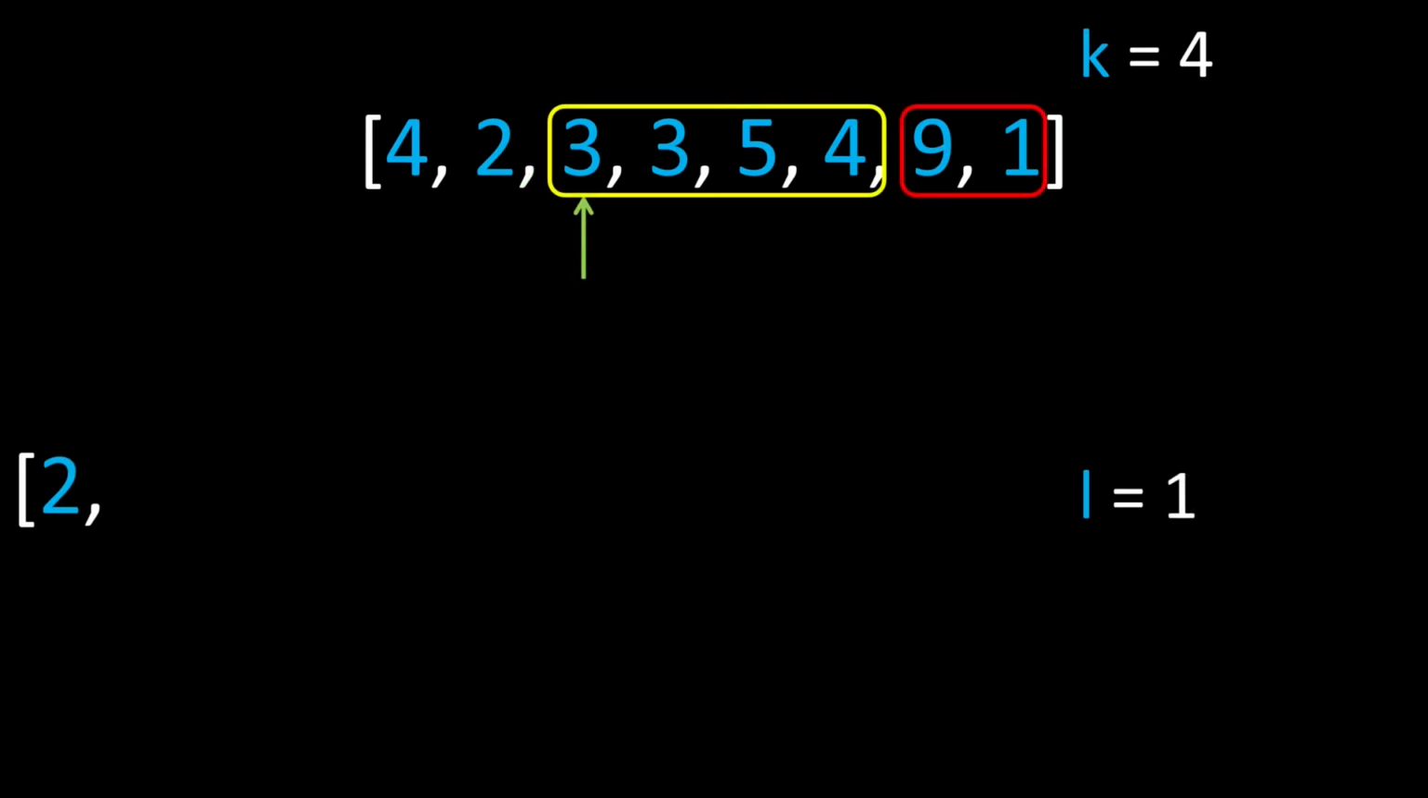Next, when we are trying to find the second element to add to the subsequence, we find the minimum starting after the 2 and excluding the last 2 elements. In general, we exclude the last k minus l minus 1 elements while finding the minimum.